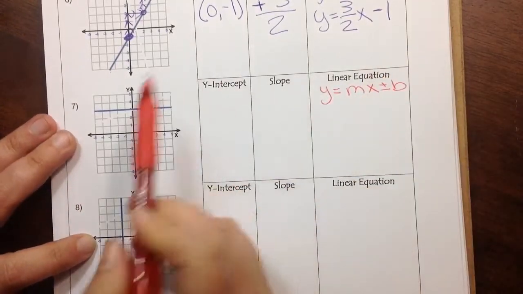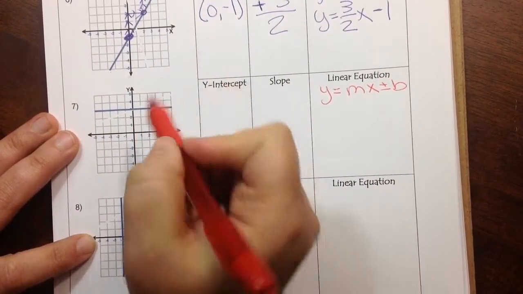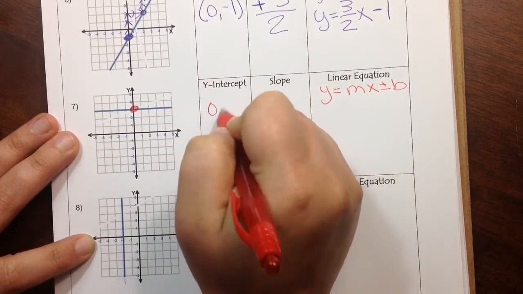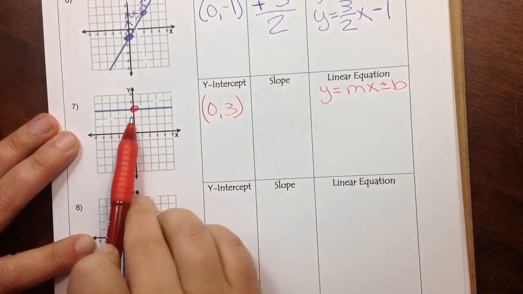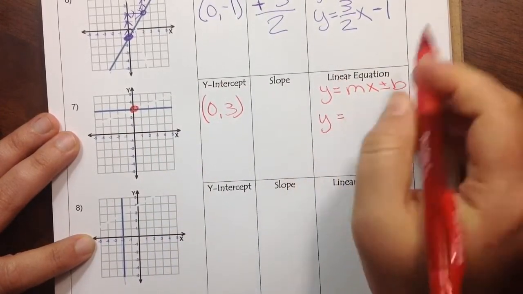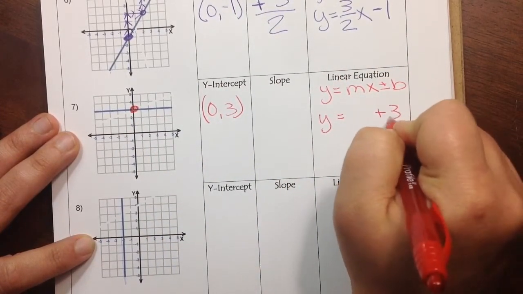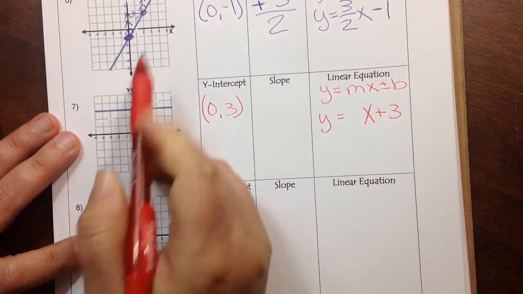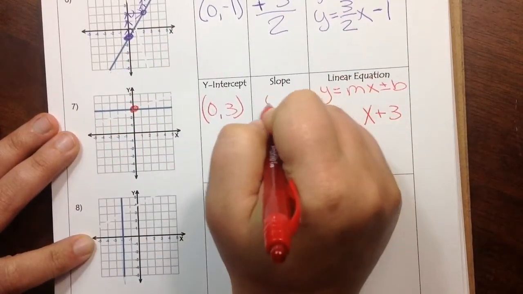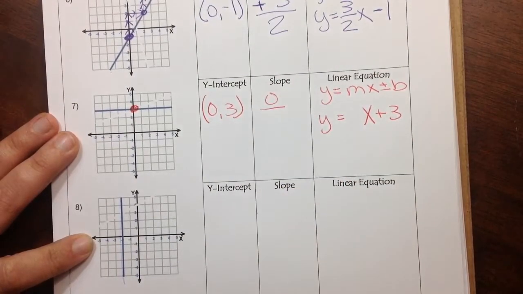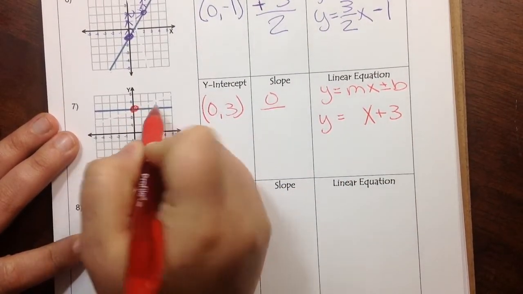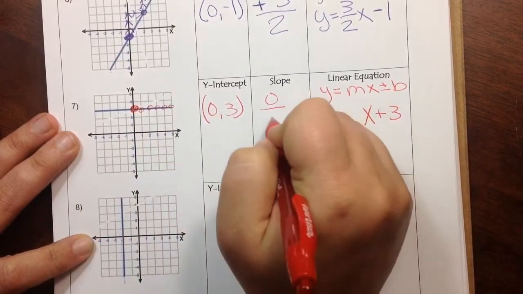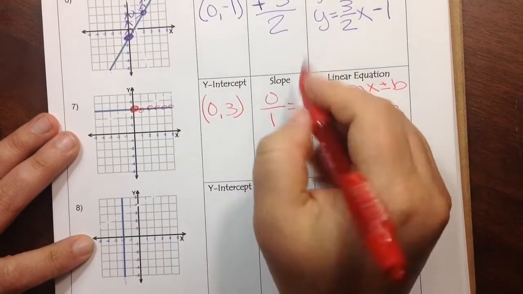All right, so this is different. Do we hit a y-intercept? Yes, we do. The y-intercept is at a 3. So no matter what, we know that it will be plus 3. Now, I don't go up at all. There is no slope going up. So since there's no slope going up, I'm only going over. And as you can see, you kind of hit every single dot. So that would be over 1, which is 0.